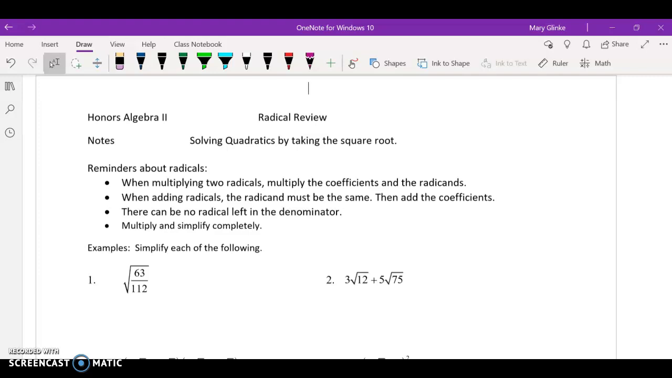Hello. Today we're going to be reviewing simplifying radicals. So when we're simplifying radicals, a couple of reminders. You're looking for number pairs under your radical. When you find number pairs, that's what you bring out.